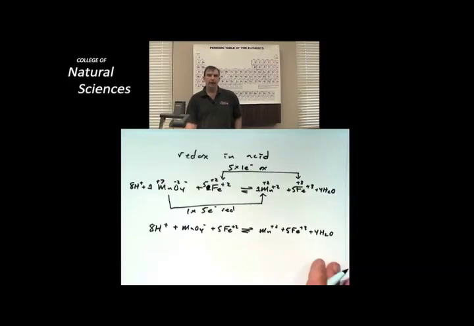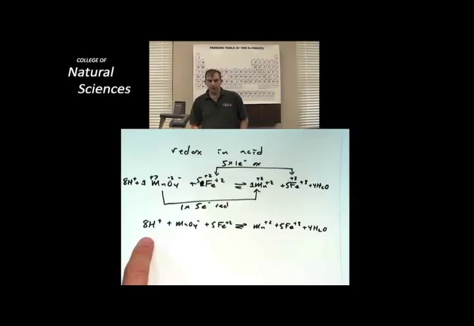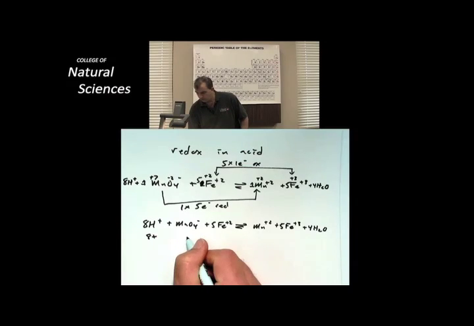Let's balance the masses first. 8 protons, 8 hydrogens. Check. A manganese, a manganese. 4 oxygens, 4 oxygens. 5 irons, 5 irons. So my mass balance works. And now the drum roll, let's see whether my charge balance works. Here's 8 pluses, 1 negative, and 10 pluses. So altogether, this adds up to plus 17.